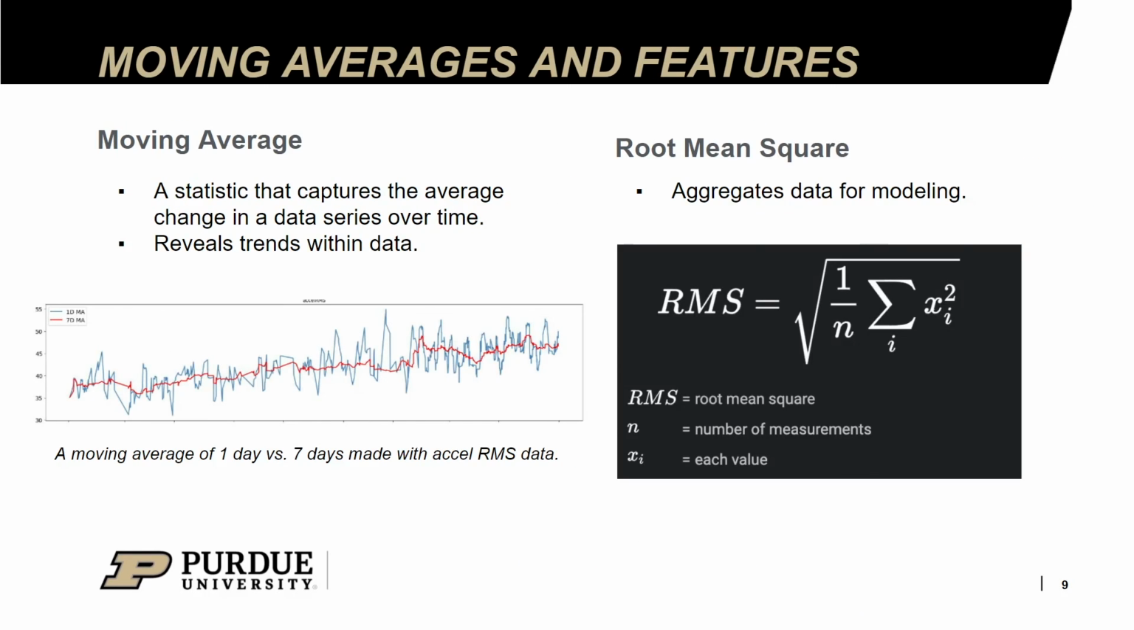The next step we did was to try to capture more information from the data set. To capture more information in the data in the time domain, we calculated the moving averages. This helped to reveal certain trends within the data. Next, we also used root mean square in order to aggregate the data from the x, y, and z coordinates that was captured by the sensors.